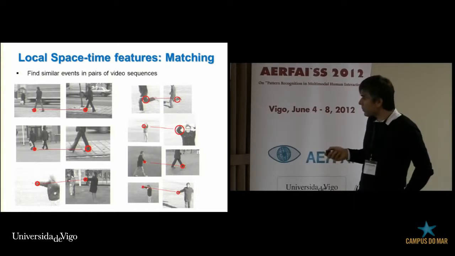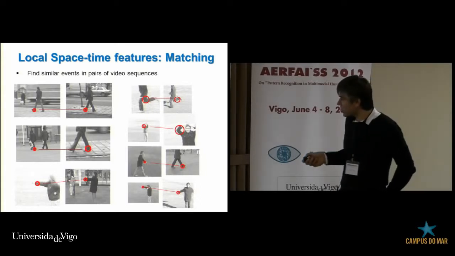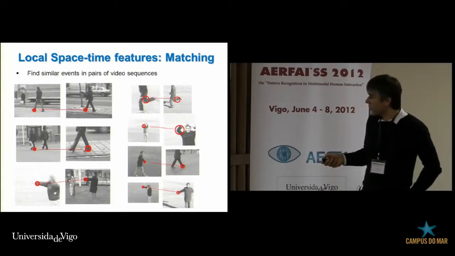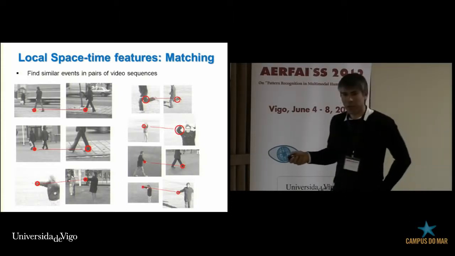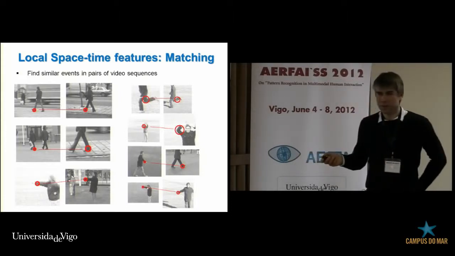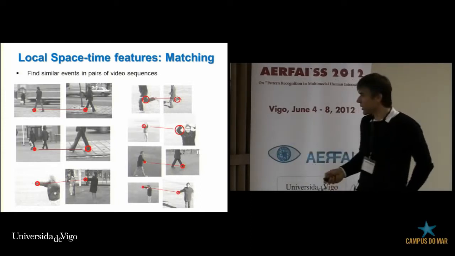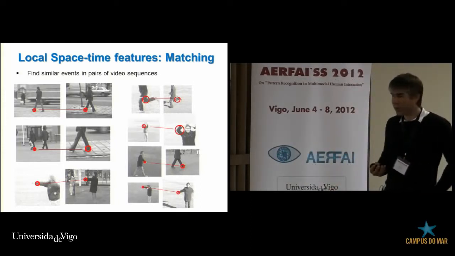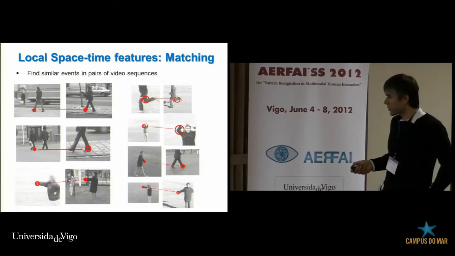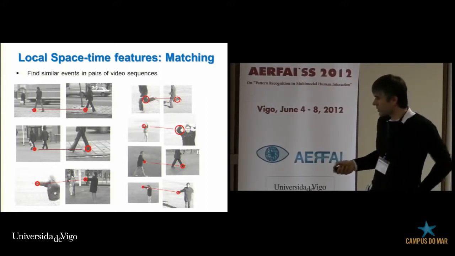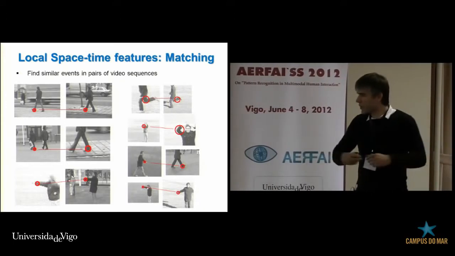Here are some mismatches, I think. Yes, here are 2 mismatches. One is for a hand and a foot, and you can imagine why this is mismatching, because the motion and the shape are similar, and just local information is not enough for correct matches. Here also, I think this is boxing, and this is maybe hand clapping.